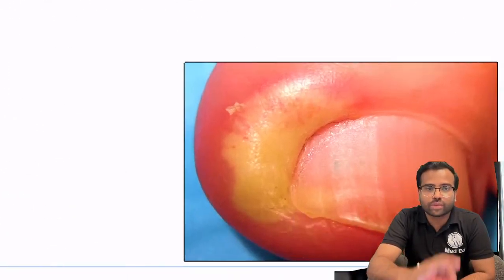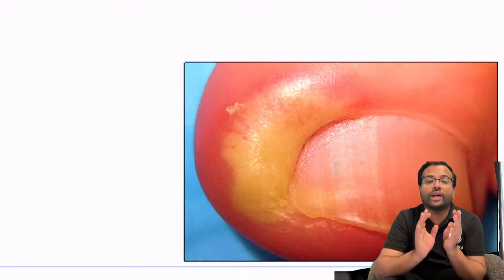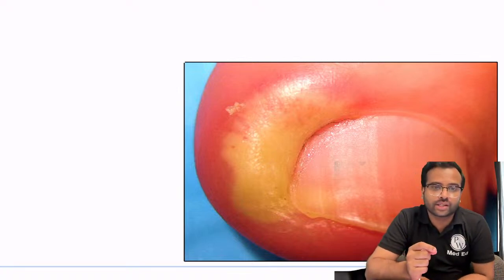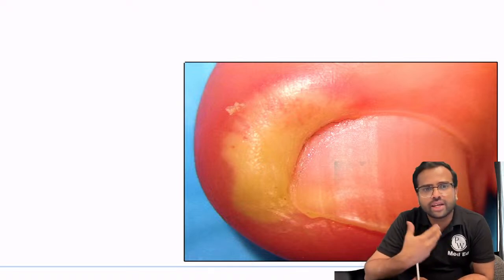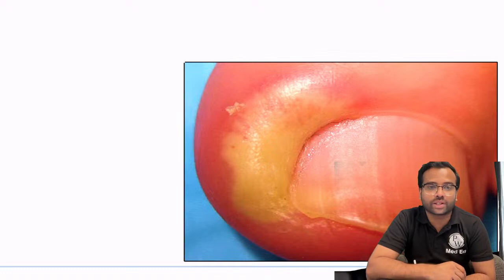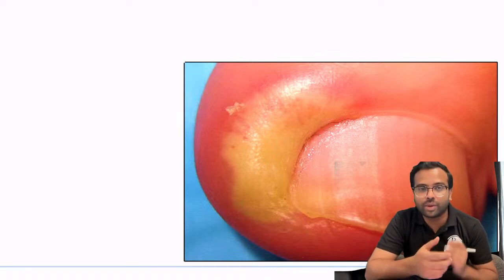I'll just zoom this image for you before we go into the options. First, whenever you're doing any image based questions, always try to answer it yourself, what could this be, what can be the cause, and then look into the options. That is a much better way. Otherwise you may get confused, right?